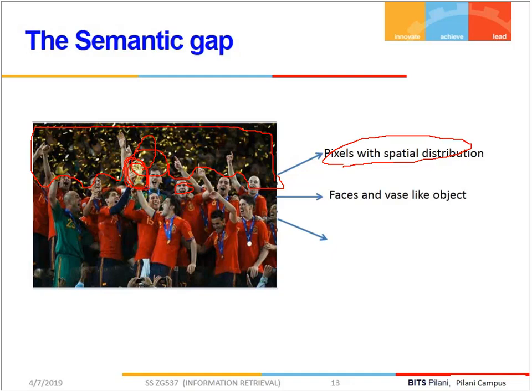Regarding semantic gap, somebody is saying sentiment analysis is possible. Sentiment analysis is possible from text, but is it possible from images? That is also a research area these days. It's going on, but how much efficiency we have achieved in this is again a question mark, right?